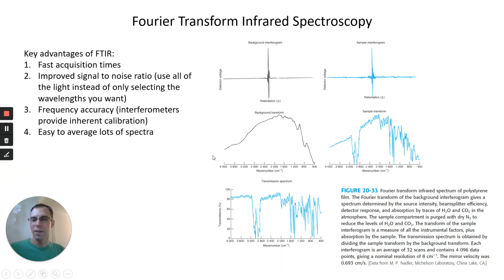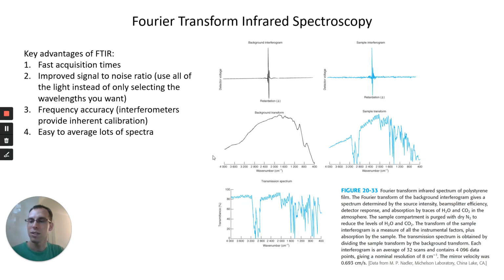Some of the key advantages of FTIR and why it has really replaced dispersive instruments throughout the infrared is fast acquisition times, because we can measure the entire spectrum all at once. We don't have to scan a monochromator, and so you can acquire an entire spectrum in less than a second. The signal to noise ratio is better than it is with a monochromator because you use all of the light going onto the detector instead of throwing away most of the light and only getting the colors that you want. The frequency accuracy is very helpful, and that is from the way interferometers work. You inherently get the correct frequencies from it.